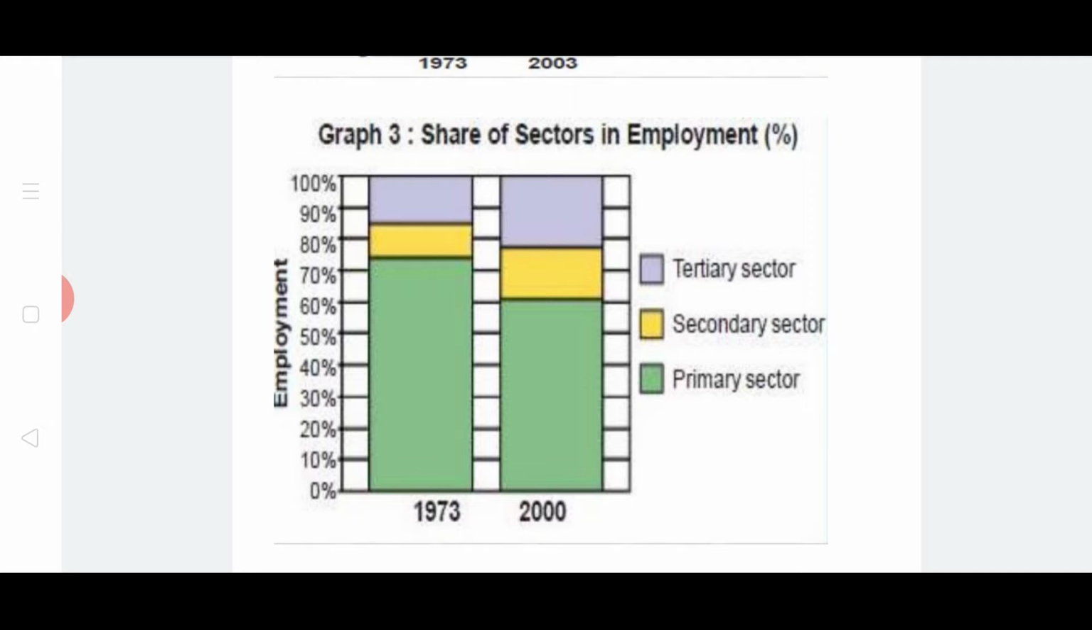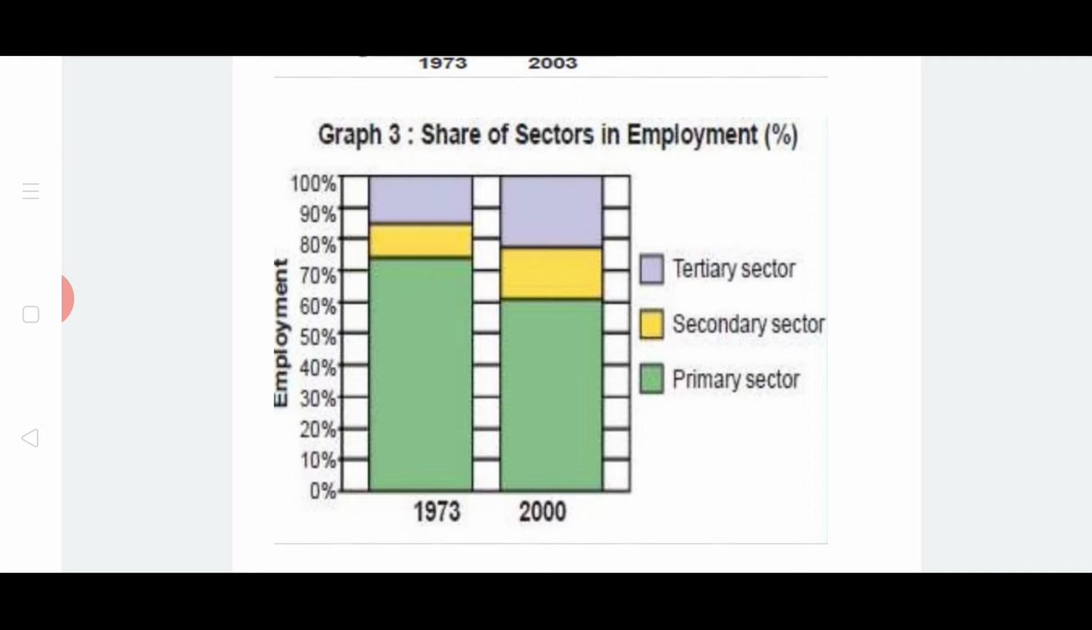that is, more people are engaged in the agriculture sector. See, the green area is the largest one. Mostly people are employed in the agriculture sector, and at second number in the tertiary sector, and then the secondary sector in 1973.